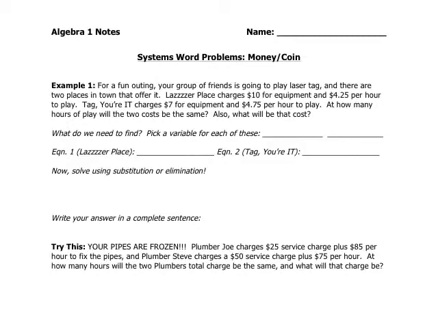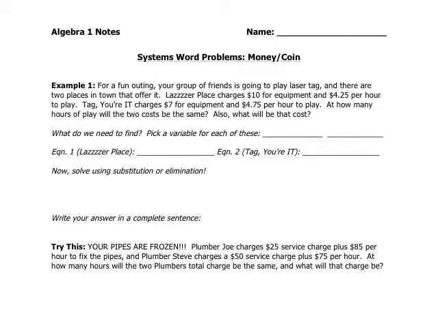What do you need to find? Pick a variable for each of those. Make sure you write your two equations, one for laser place and one for tag your it. And then use either substitution or elimination to solve for the information you need, okay? So I'm going to trust you guys to work through it together with your partners. I'm going to give you a few minutes and I'll be walking around, okay?